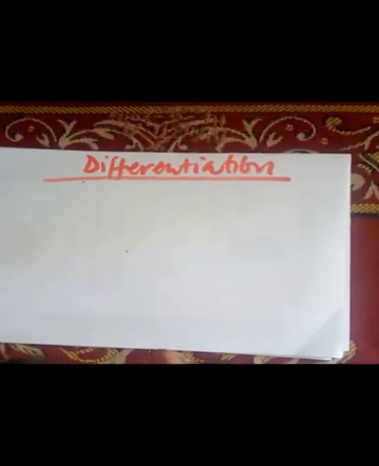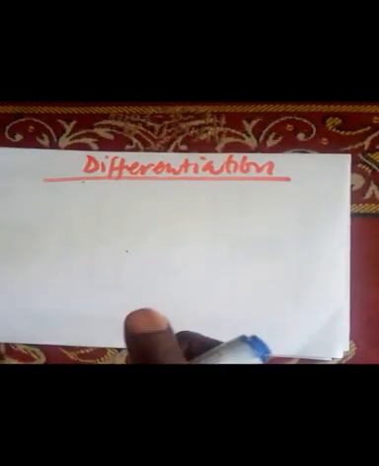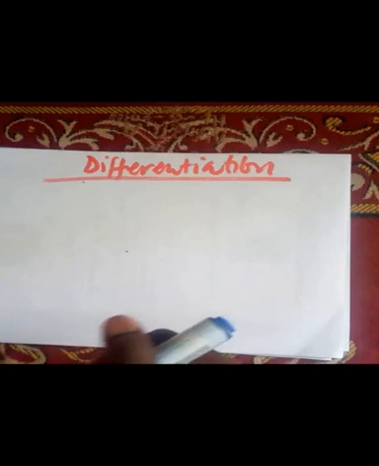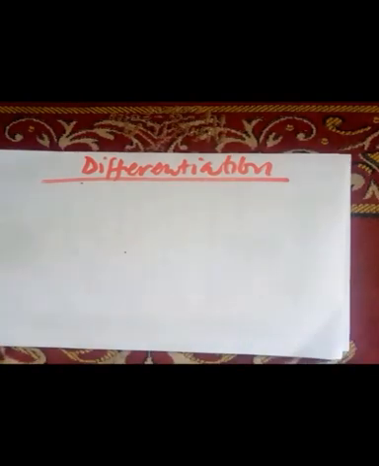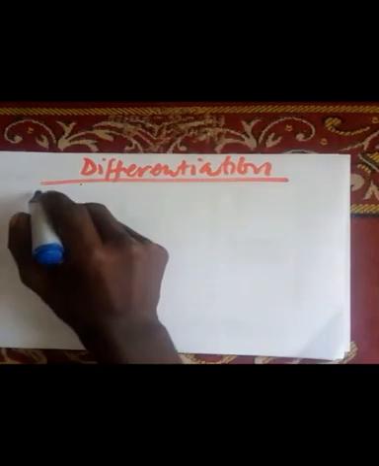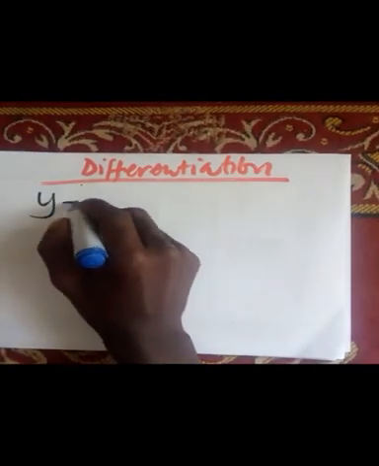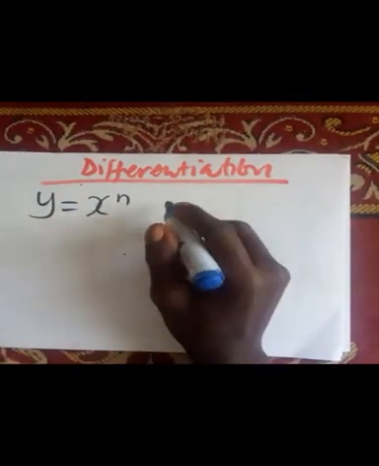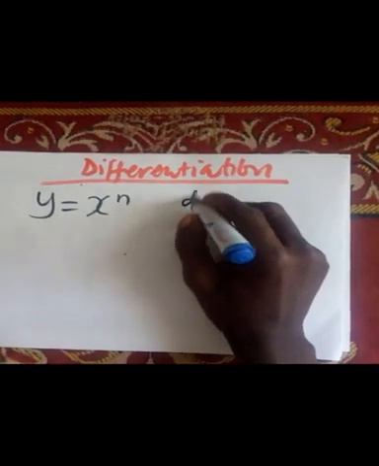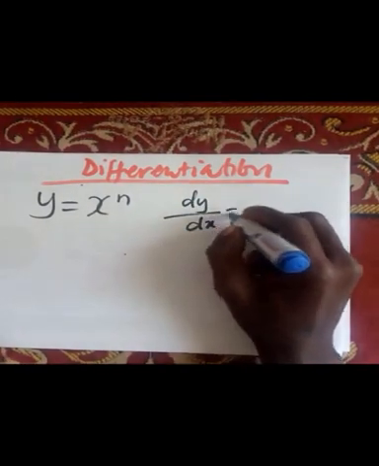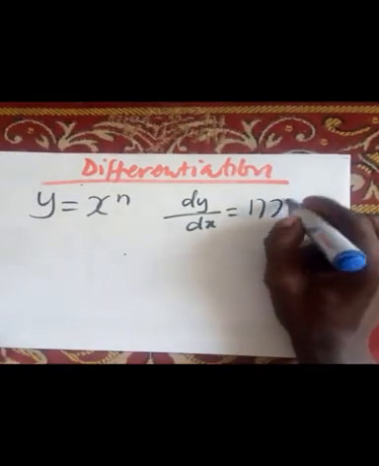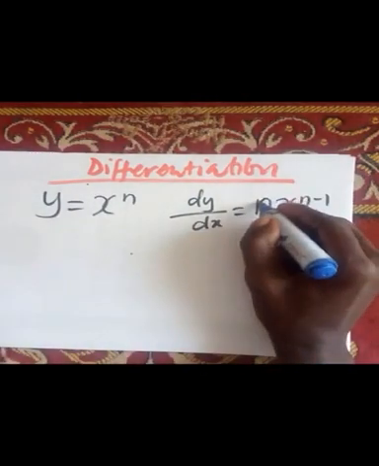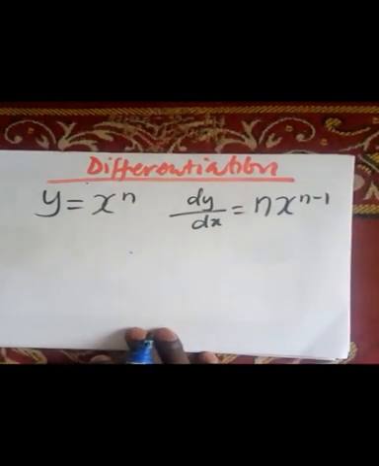Hello everyone, today we are going to look at differentiation and we are going to start with the first principle method. So let's look at the way it is. If you have a polynomial y equals x raised to the power of n, then the derivative of this is going to be dy by dx equals n x raised to the power of n minus 1. So today we are going to see how we can prove this using first principle.